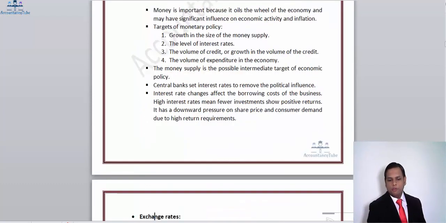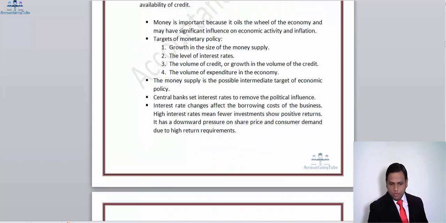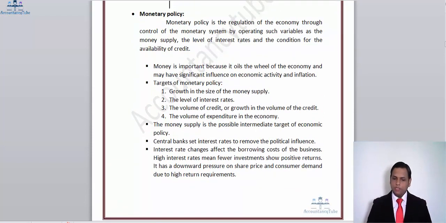Next up we have monetary policy. Monetary policy is the regulation of the economy through the control of the monetary system. And how do they do that? By operating variables such as money supply. Again, they do that in three ways. The first one is money supply, then there's the level of interest rates, and the condition of the availability of credit. These are the three ways through which they can influence monetary policy.